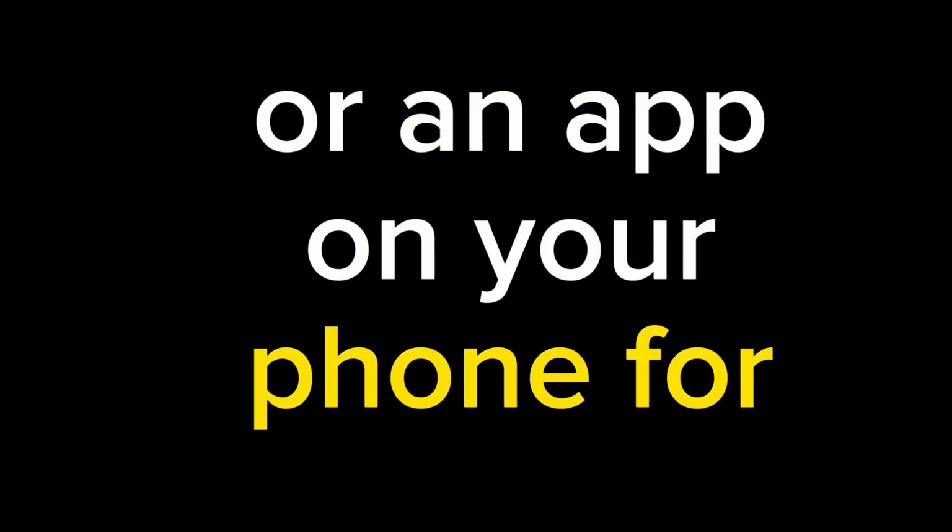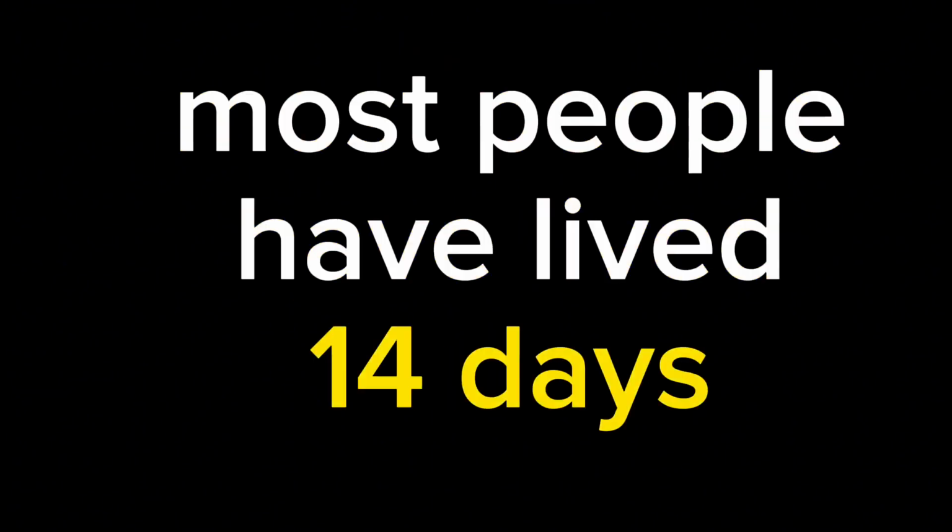menstruating. Keep track of your cycle on paper or an app on your phone for several months. Take note of any unusual symptoms. Most people ovulate 14 days before their period begins, regardless of the length of the cycle.